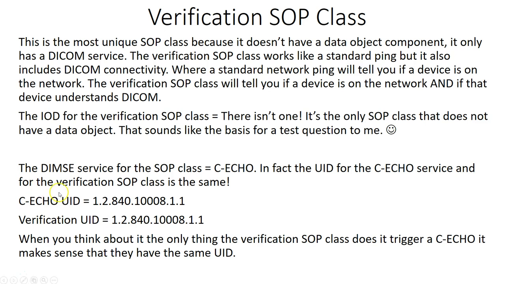So for the service C-ECHO, you have 1.2.840.10008.1.1, and you have the verification UID, which is the verification SOP class UID, 1.2.840.10008.1.1. And when you think about it, the only thing the verification SOP class does is trigger a C-ECHO. It makes sense that they have the same UID. Hopefully that makes sense to you. It's very clear to me. Hopefully you get it too.